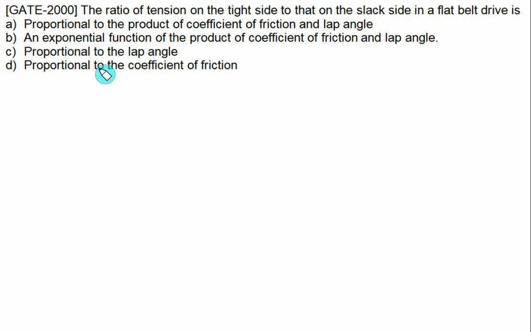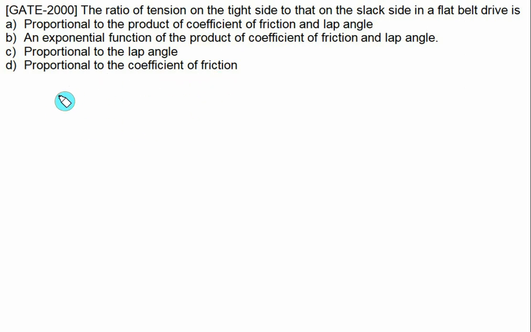The ratio of tensions on the tight side to that on the slack side in a flat belt drive is proportional to the product of coefficient of friction and the lap angle. An exponential function of the product of coefficient of friction and lap angle theta, proportional to the lap angle, proportional to the coefficient of friction.